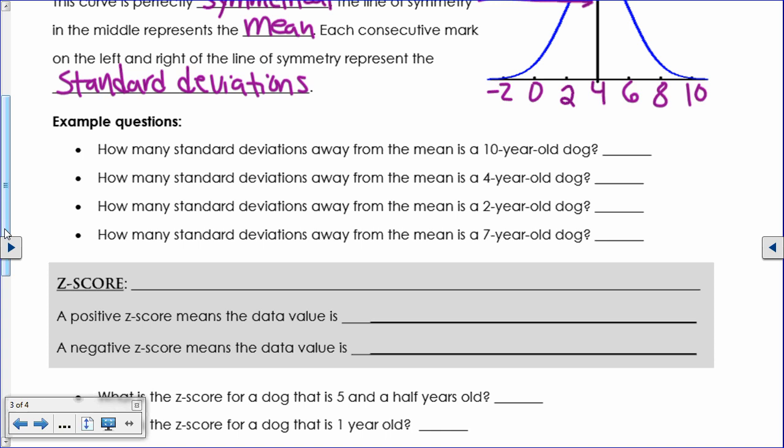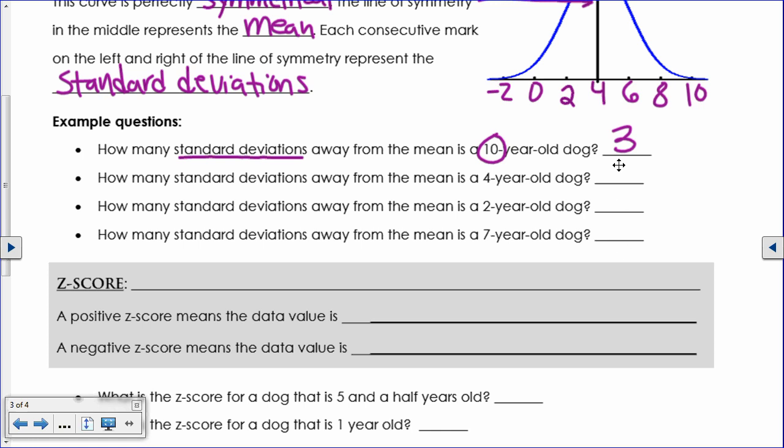How many standard deviations away from the mean would a dog that is 10 years old be? You go 1, 2, 3 standard deviations away to get to 10. You're counting notches. Whenever they ask you for standard deviations, you're counting the notches. So if they give you a data point like 10, you look for 10, how many notches is that away? 3.